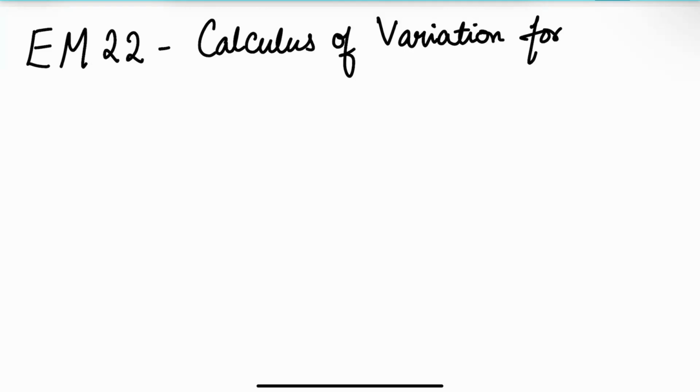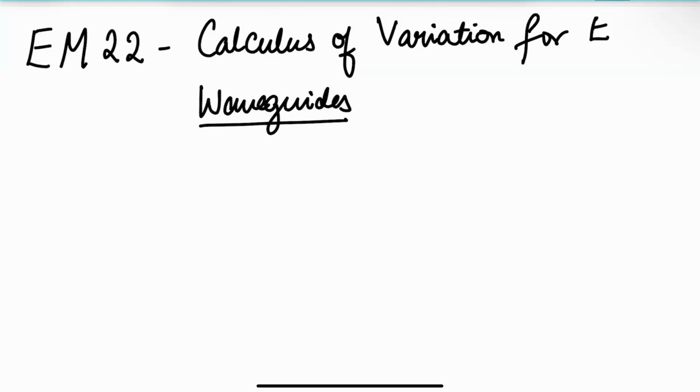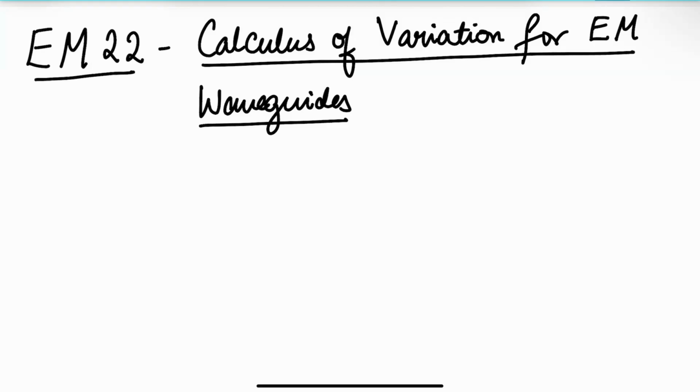for arbitrary waveguide geometries. I should just say calculus of variations for waveguides. Okay, for electromagnetic waveguides, let's say. Okay, so what's the idea here, right?